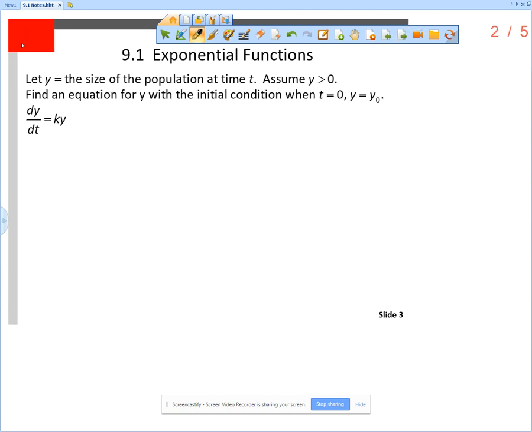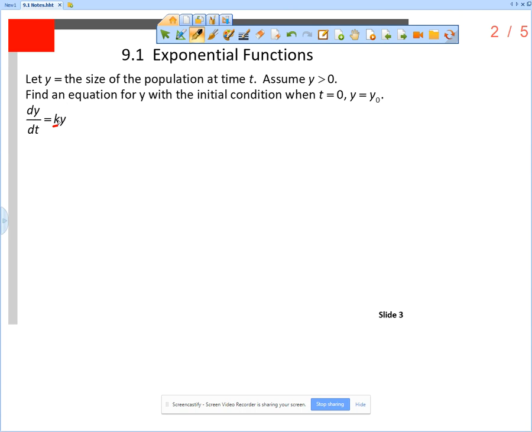All right, so let's read this. It says let y equal the size of the population at time t. Assume that y is greater than 0. Find an equation for y with the initial condition that when t is 0, y is y sub 0. dy dt equals k times y. So that's what we were talking about a minute ago. K is some constant that we don't know. It's unspecified, but we don't need to know it.